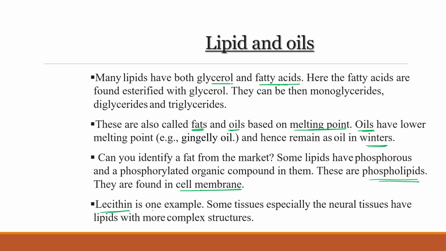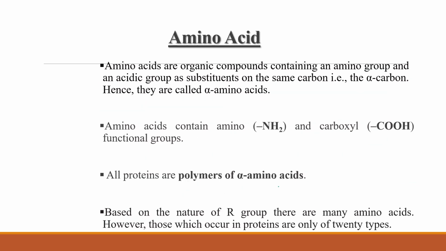Similarly, lecithin is one example of a fat, and this is present in some neural tissue. Okay, now amino acids. Amino acids are complex organic compounds containing an amino group and an acidic group as substituents on the same carbon, meaning the alpha carbon. So they contain both NH2 and carboxylic groups. And all proteins are polymers of these alpha amino acids.